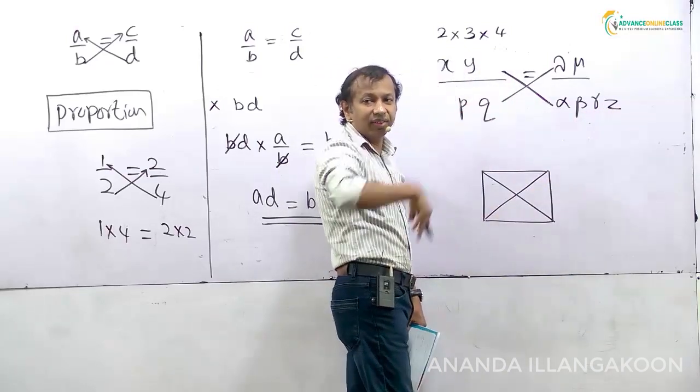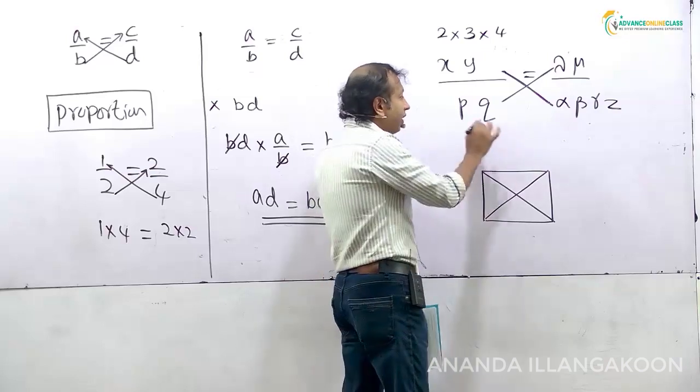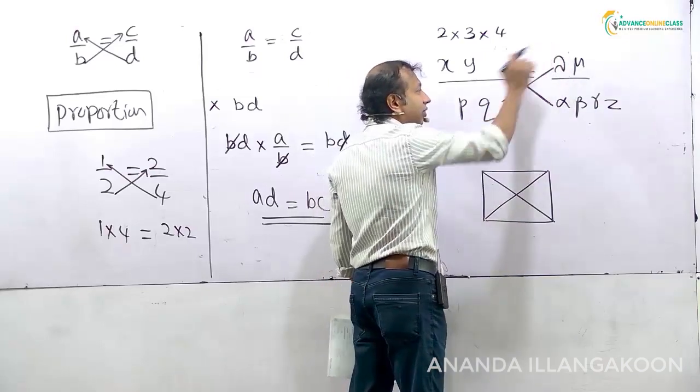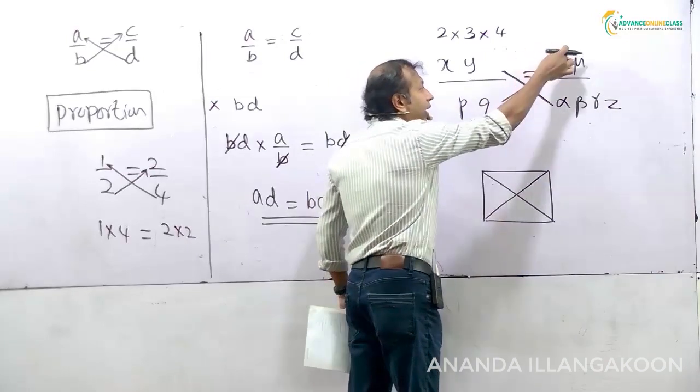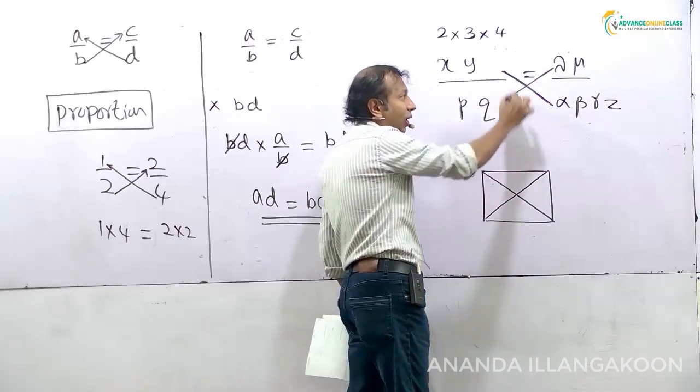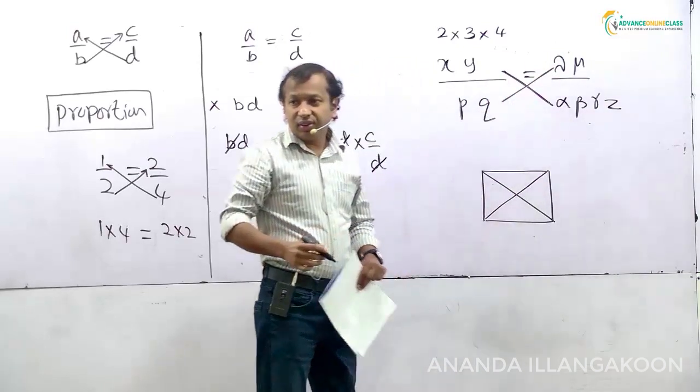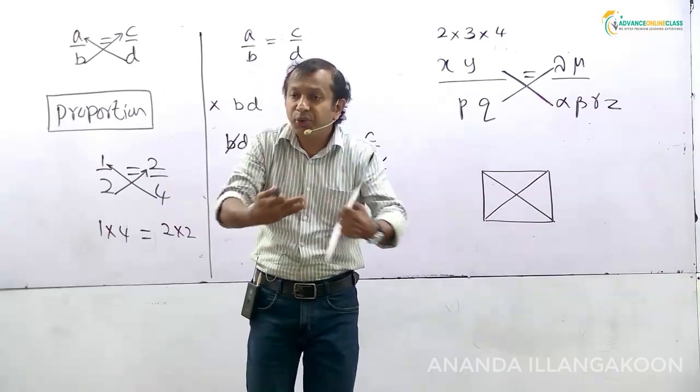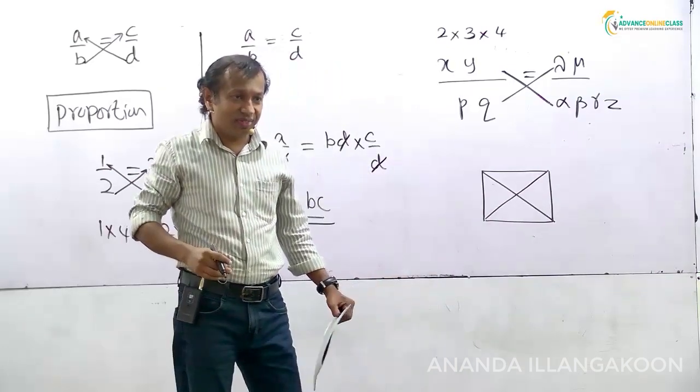Still the left and right are equal. We bring this P and Q both here. We bring this Q here and lambda here. Still the same. So therefore, along the diagonals, you can exchange the numbers according to your willingness.